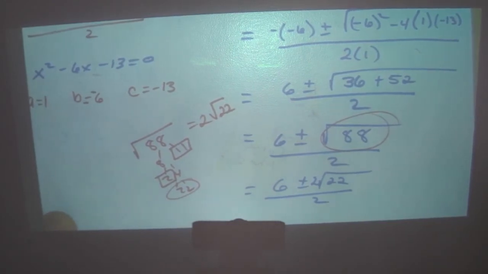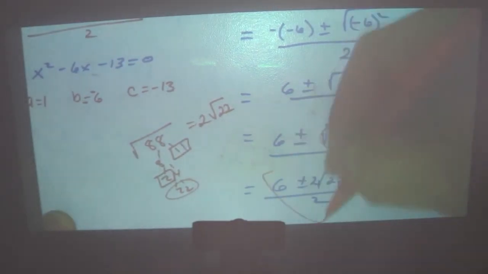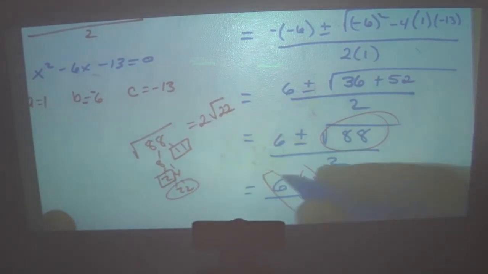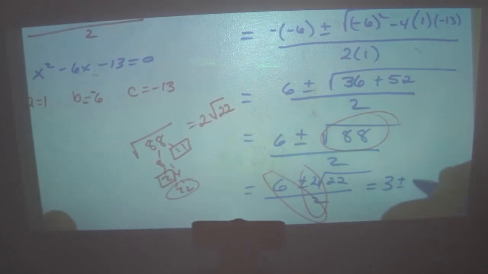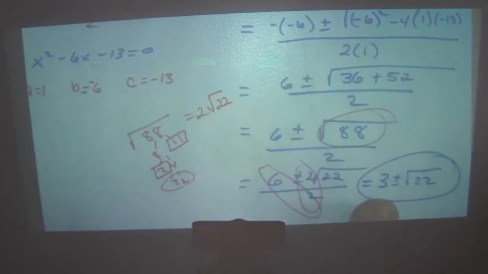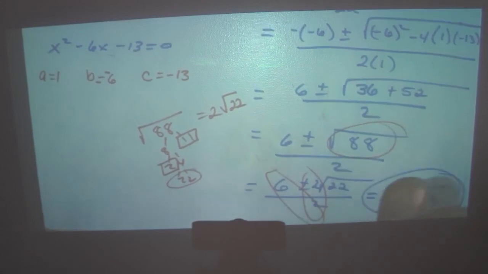All right, last but not least, always want to reduce if you can. So you're looking at the numbers on the outside. If the numbers on the outside all have something in common, then you can reduce them all by the same number. In this case, they're all divisible by 2. So 6 divided by 2 is 3. 2 divided by 2 is 1. And 1 times root 22 is just the square root of 22. Okay? And that's all over 1, which you don't need to write. So final answer is 3 plus or minus the square root of 22.